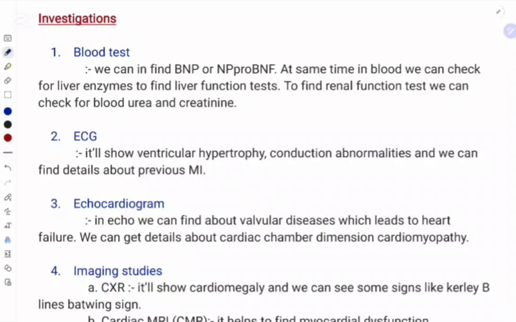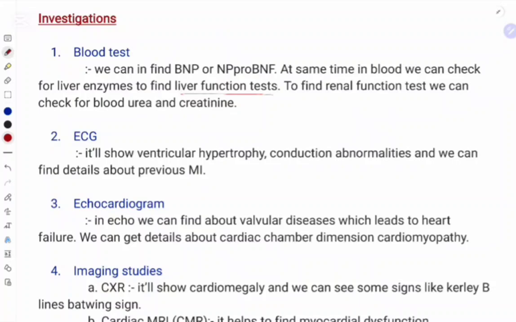Here we can find the elevated BNP because when the ventricles are stretched more, that leads to release of BNP. So because of that, we can see the elevated BNP in the blood test. And if the right heart failure involves the liver, that leads to liver damage. Because of liver damage, we can find elevated liver enzymes like AST and ALT. So that's why we are doing the liver function test here.